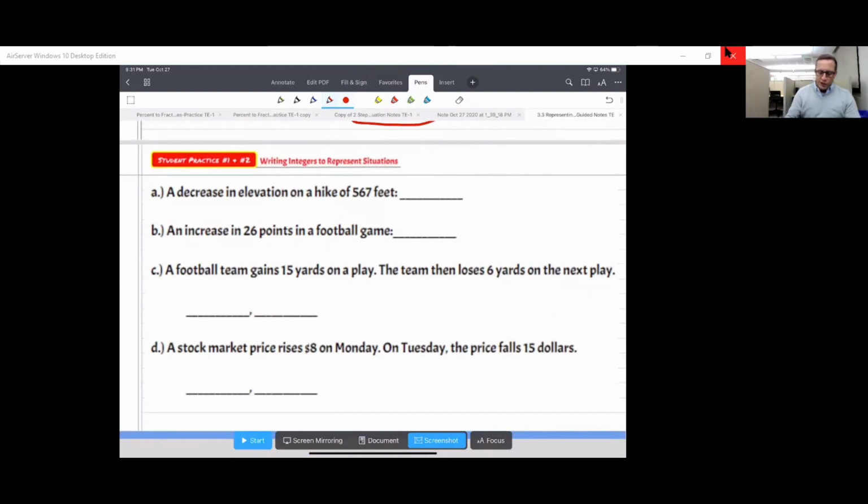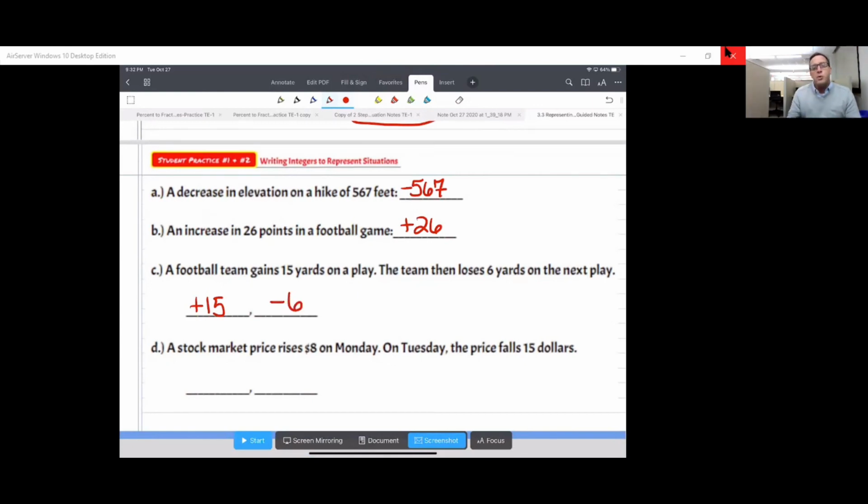A decrease in elevation, that's got the word decrease. That definitely represents a negative number. So I'm going to put negative 567. Remember, if it's negative, you always have to put a negative sign. If it's positive, not so much. You can kind of leave that off. An increase in 26 points at the football game, well, that's going to be positive 26. Again, you don't need to put plus 26, but I'm just doing it to emphasize that it's positive. A football team gains 15 yards, so that's going to be positive 15, and then loses 6 yards, so that's going to be negative 6.